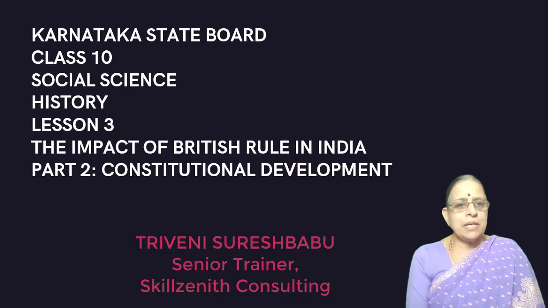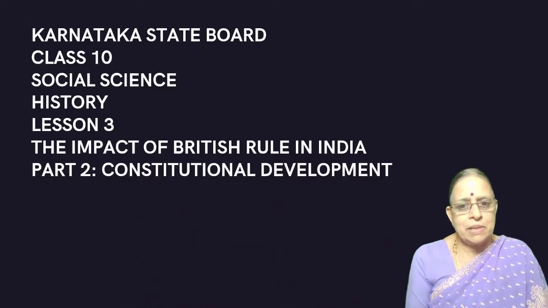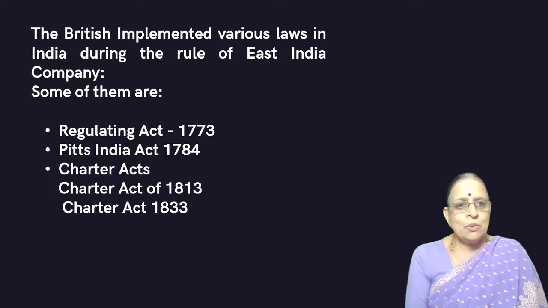Today I am going to continue with the second part of the lesson, Karnataka State Board Class 10 Social Science History, lesson number 3, the impact of British rule in India, that is constitutional development. The British implemented various laws in India during the rule of East India Company. That means East India Company was looking after the administration of whole of India.